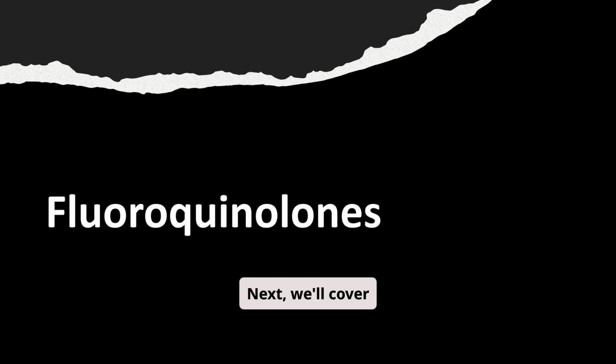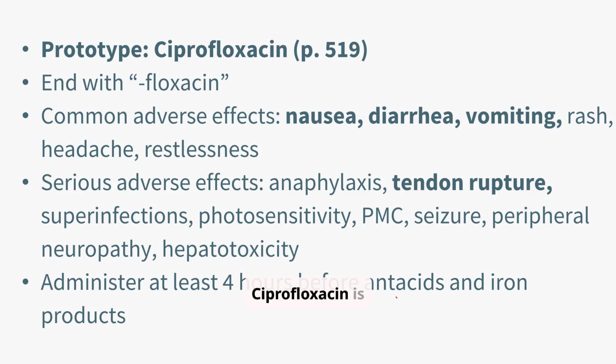Next, we'll cover fluoroquinolones. Fluoroquinolones inhibit bacterial DNA synthesis. They block enzymes like DNA gyrase. They're broad spectrum and treat UTIs, respiratory infections, GI infections, and even anthrax. Ciprofloxacin is a prototype fluoroquinolone. Be aware of the risk of tendon rupture. Administer at least 4 hours before antacids and iron products.